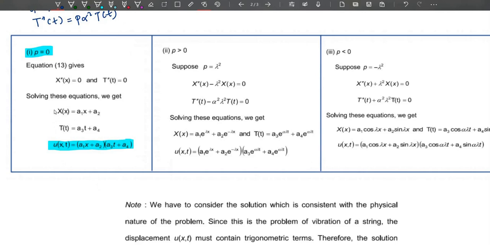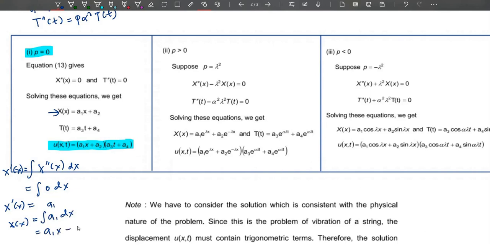Okay, let me show you how it comes to this term. Because it's going to be the same, just different constants. So that means when we integrate X double prime of x with respect to x, that means we integrate 0 with respect to x, so we will get A1. This one is X prime of x. When we first integrate, we will have X prime of x. And then next, if you want to find X of x, we integrate A1, let's say we name it as A1, with respect to x again. So this will be A1 x plus A2. Okay, that's how it comes to this term. And so that's for T.